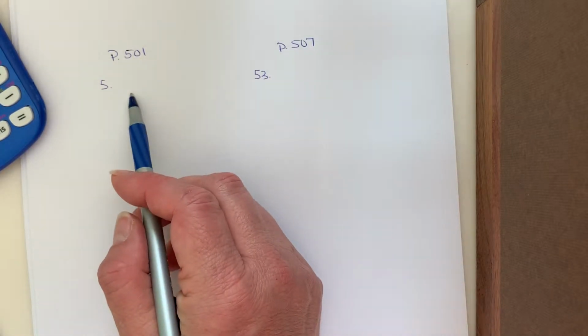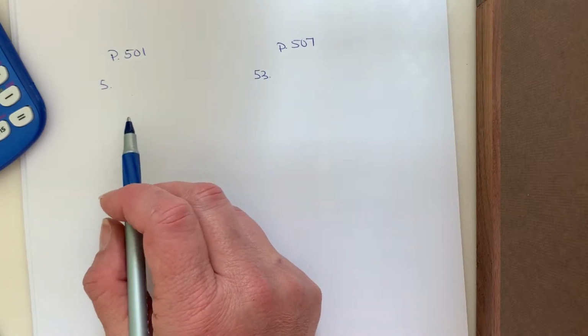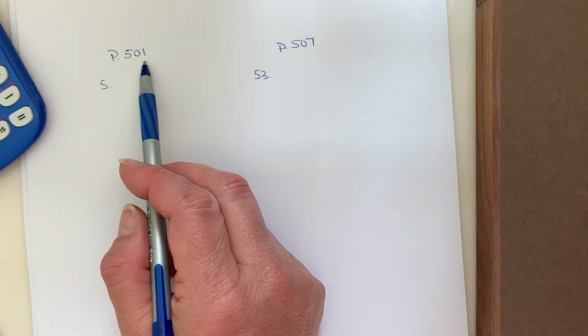Okay, so since we made it all the way through the review on Friday, I wanted to just work some of the problems that I thought might give you some difficulty, and I added 2 problems on top of the review problems that I wanted to go over. So this is number 5 on page 501.